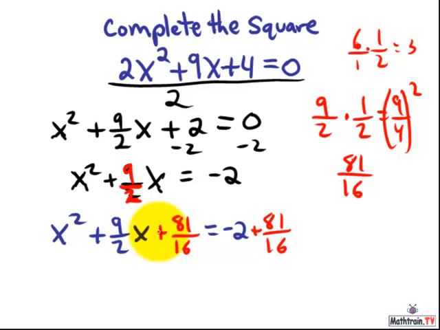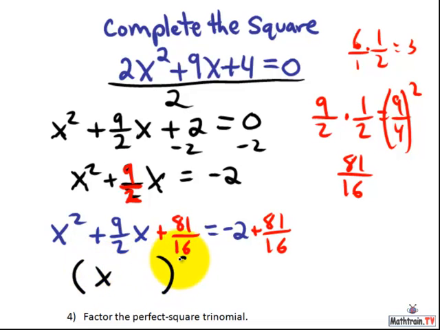Okay. Now the good thing is this piece right here factors nicely. We have that as x, and now you go back to this 9 fourths. It's going to be x plus 9 fourths squared, because 9 fourths times 9 fourths is 81 sixteenths. Okay, so over here we have to deal with this: negative 2 plus 81 sixteenths.